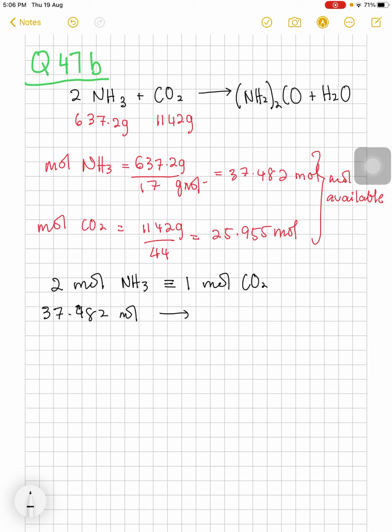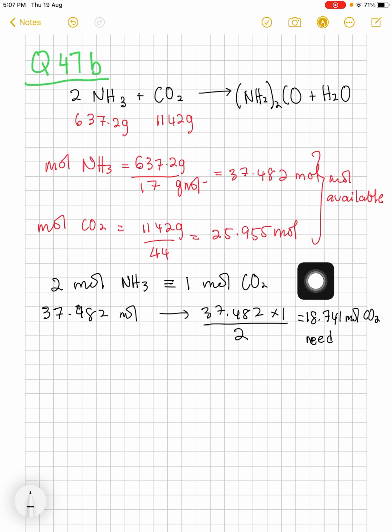That means how many mole of carbon dioxide is needed? So we cross multiply: 37.482 times 1 divided by 2, equal to 18.741 mole of CO2. This is the mole of CO2 required.